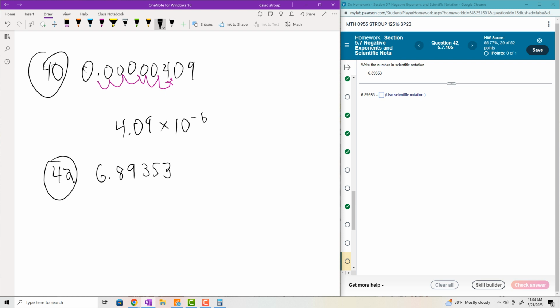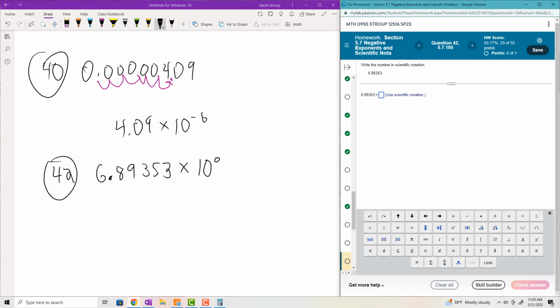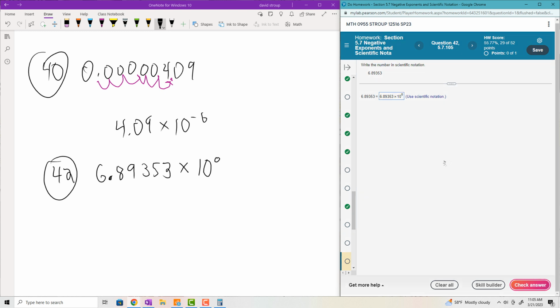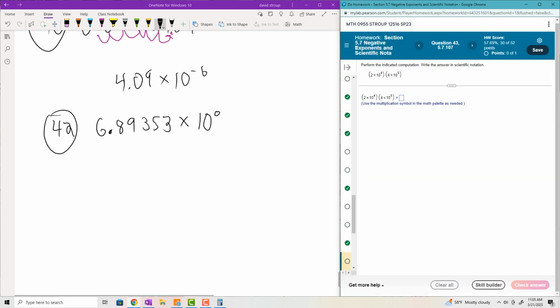6.89353. The decimal is where we already want it. So you're literally not moving at all. So you'll go times 10 to the don't move. So put a zero there. So you're just going to write the same number, 6.89353. Hit the little multiplication symbol and then 10 to the zero. It's a bit silly, but that's kind of sometimes the reality of it.